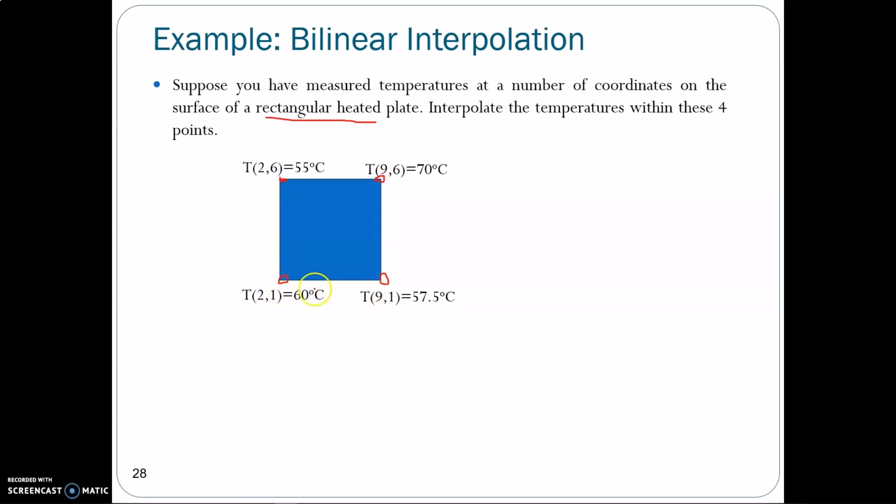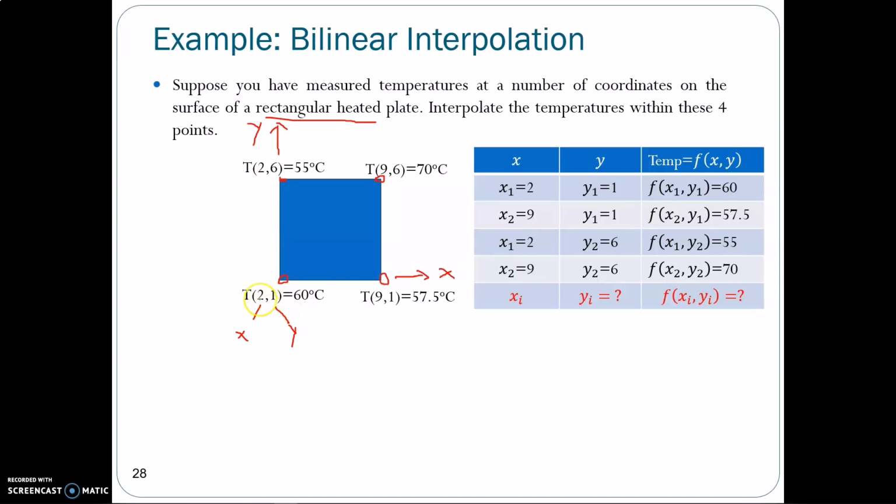The coordinate of the plane is given as well. So at this point you have x, at this point you have y. So this is your x-axis because your x is changing, and then this is your y-axis because your y is changed from 1 to 6. Then let's assume this to be our first point, and we extract the information for the first point, where you have x equal to 2, y equal to 1, and the temperature function f(x,y) is equal to 60.